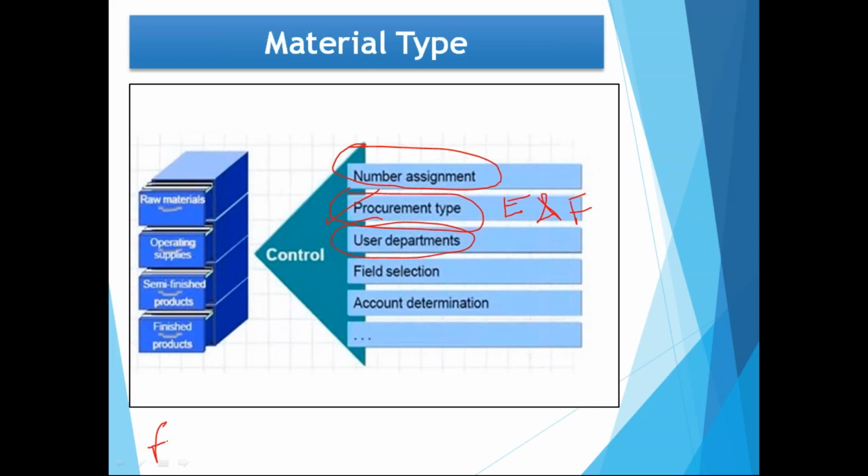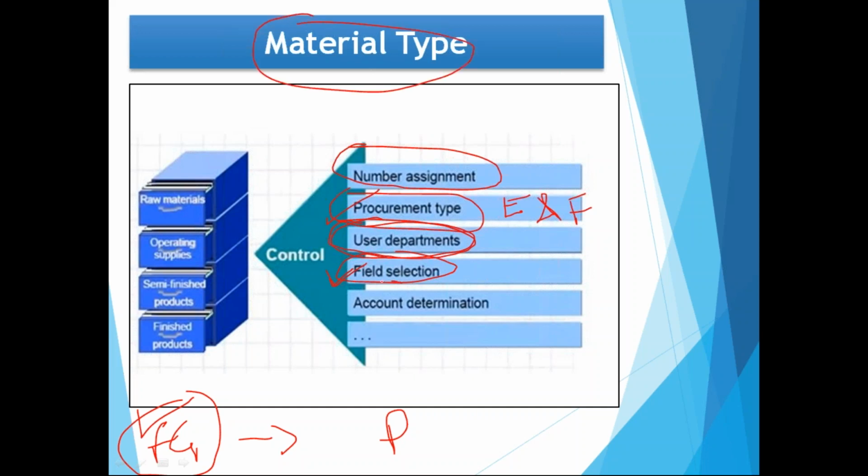Let's say you have a finished product. Okay, finished material type. So for that, purchasing view is not required because it's a finished product. You are not going to purchase it. So purchasing view is not required. So based on the material type, you will decide which views to be maintained. Okay, and of course field selection. In the material master, which field is mandatory, which field is optional, which field you can hide. That field selection can be done at the material type level.